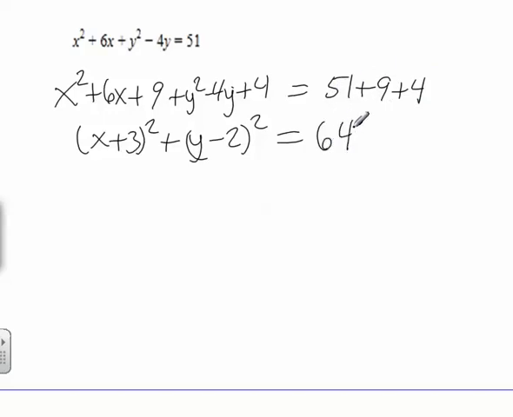So, if you recall how to graph a circle, now this is h and k. This is the center of the circle. The center of the circle will be at -3, 2. And the radius of the circle is always this piece square rooted. So square root of 64 would be 8. So we can actually sketch that circle.